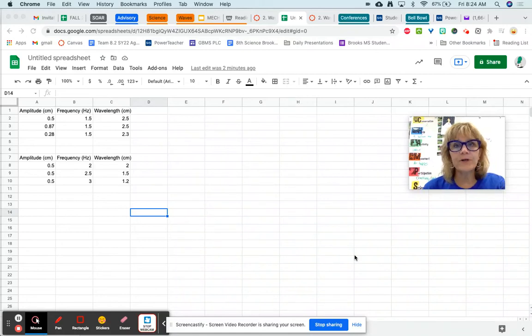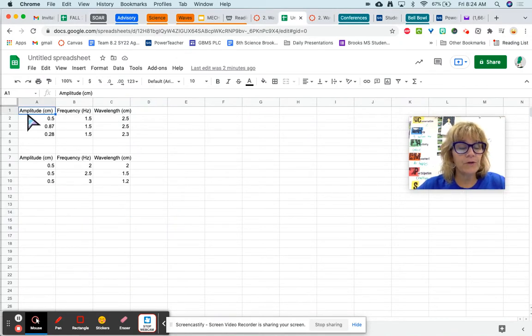Okay, so today I want to show you a couple things about making your graph in Sheets. So I took somebody's data. Their independent variable is amplitude. You can see they changed the amplitude. They kept frequency the same, and their wavelength is the dependent variable. When they make their graph, they should just make sure that the amplitude is on the x-axis, wavelength is on the y-axis. This is the dependent variable.